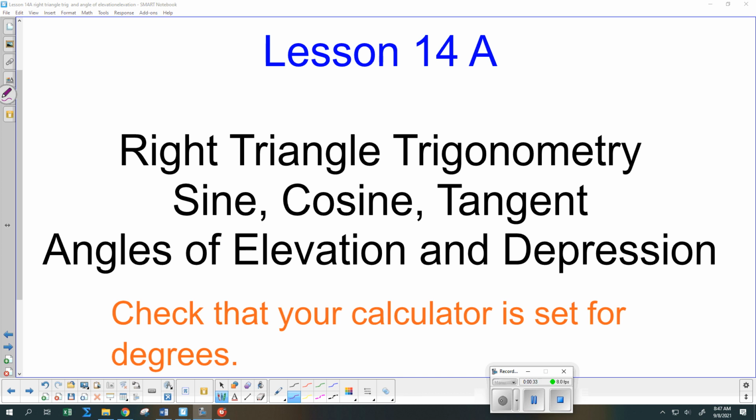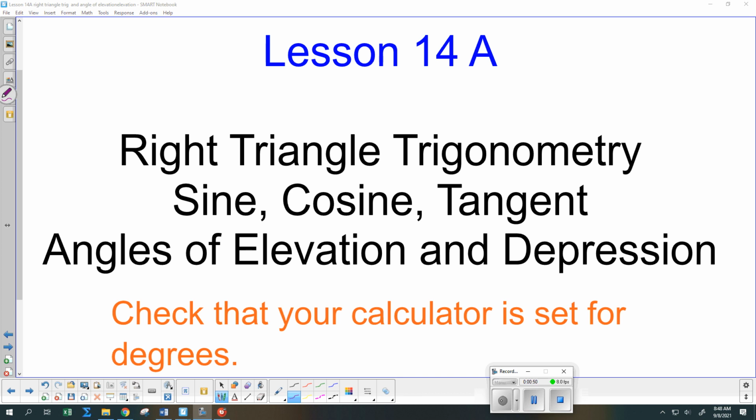And I know I kind of had to spend a little bit more time reviewing, especially when it comes to polar coordinates. So I think we need 2 days to go through that. So I have split lesson 14 into 2 days. Today we're just doing right triangle trig. Tomorrow we'll do polar coordinates.